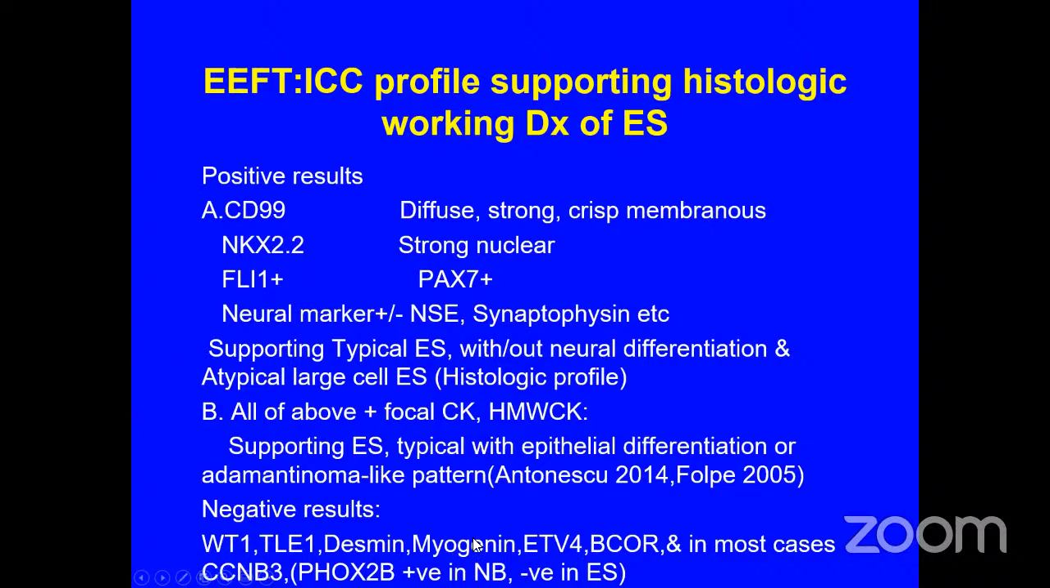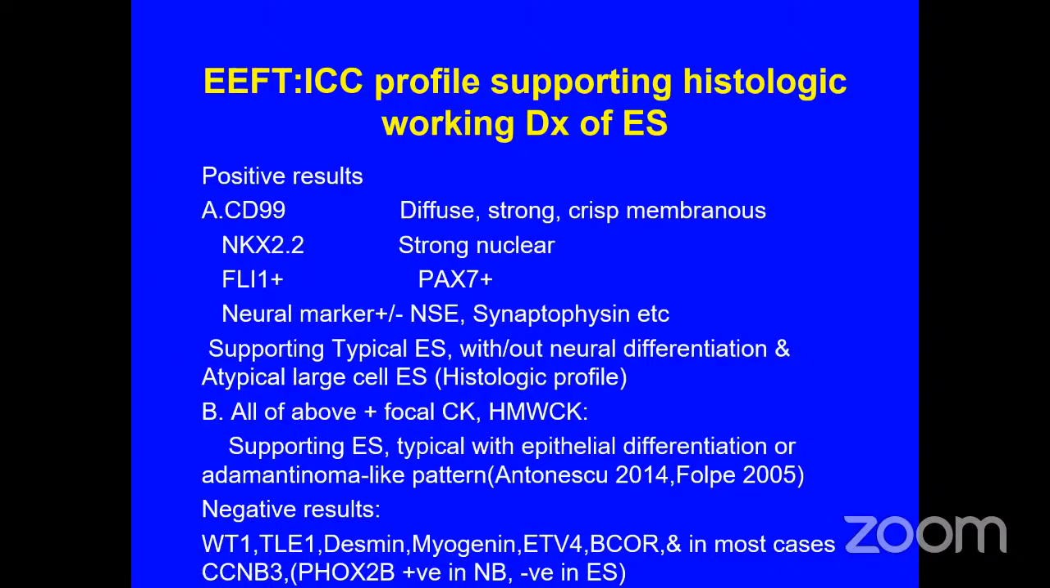So these are the ICC markers which show positive results. There are markers which show negative results, WT1, TLE1, desmin, and so on and so forth, which are listed here on this slide. I will emphasize FOXR2B for the reason that this particular immunostain is specific for neuroblastoma, where it is negative for Ewing sarcoma, and neuroblastoma figures prominently in the differential diagnosis of Ewing sarcoma.